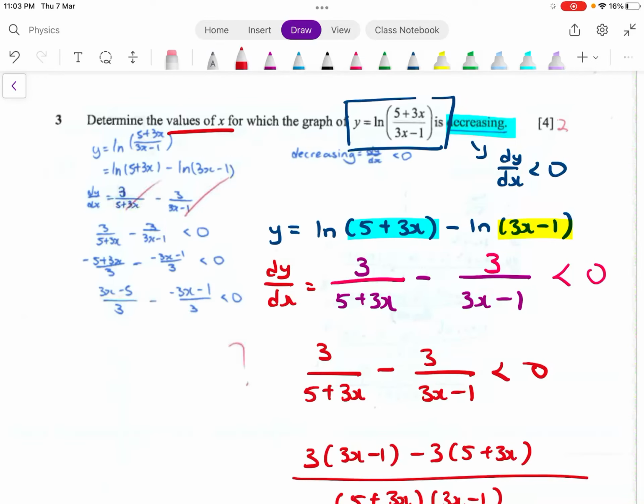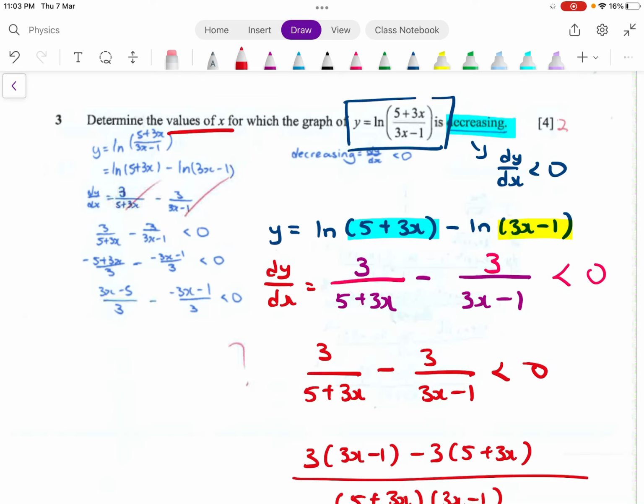Okay, so for question 3, obviously it's an increasing function type of question, right? Determine the values of x for which the graph y equals ln of something is decreasing. Every time we see decreasing, of course, we need to use dy/dx less than 0. Before I do any differentiation, I must apply the laws of logarithm first.